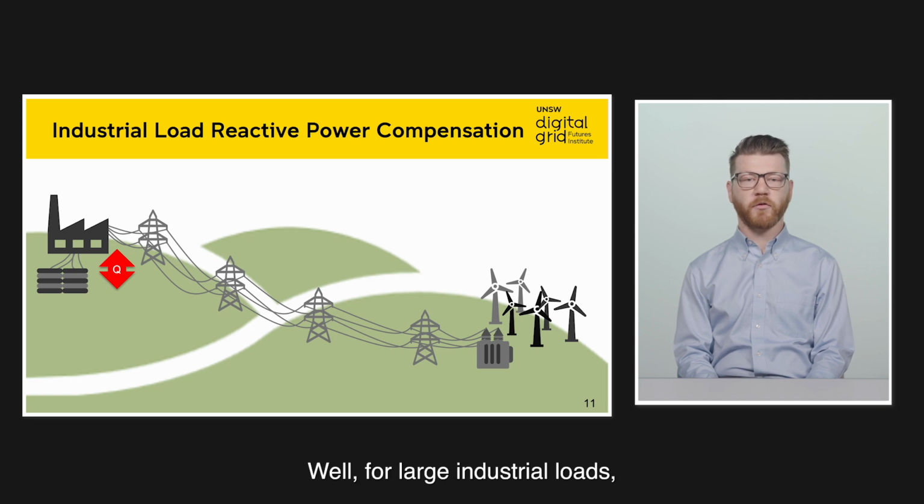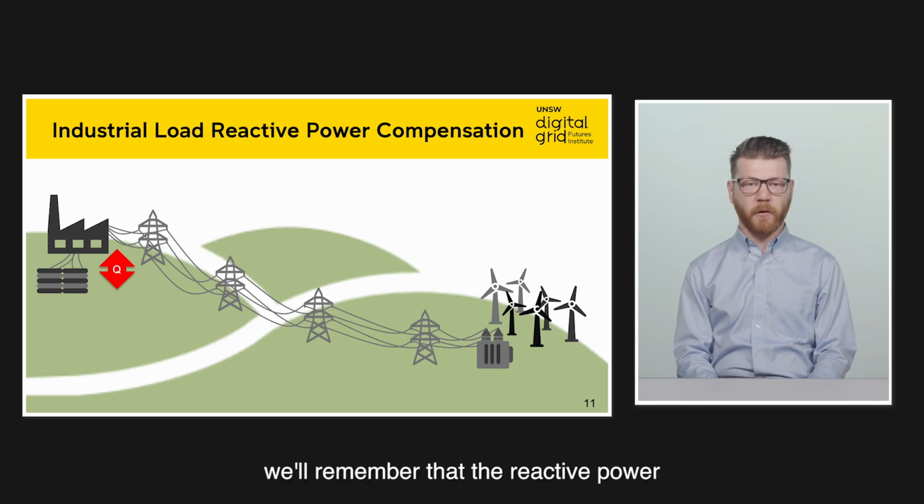Well, for large industrial loads, we might require that they have something like a capacitor bank. In this case, a capacitor bank can compensate for that reactive power that's due to the inductance in the load. If you cast your mind back a few slides, we'll remember that the reactive power due to a capacitor is 180 degrees out of phase with respect to the reactive power through an inductor. So if we place enough capacitance in parallel with our load, we can compensate for the inductive reactive power.